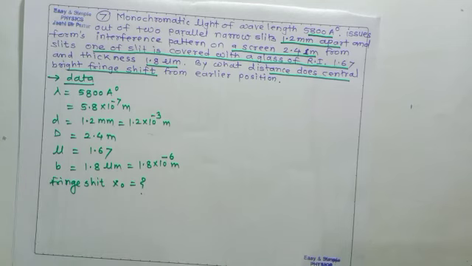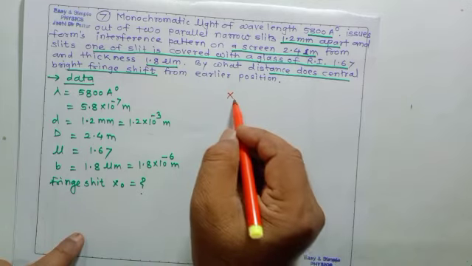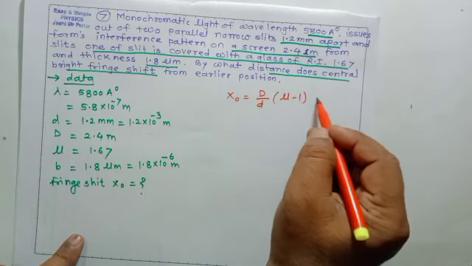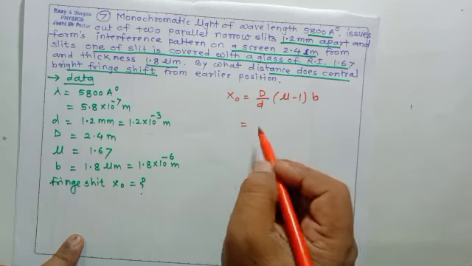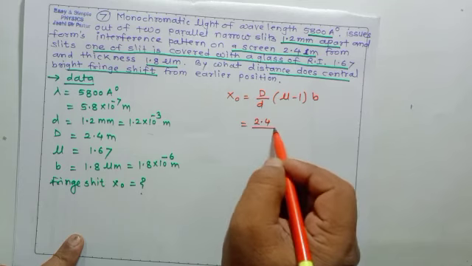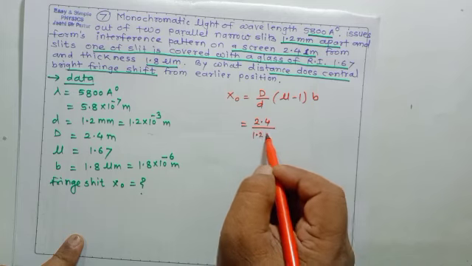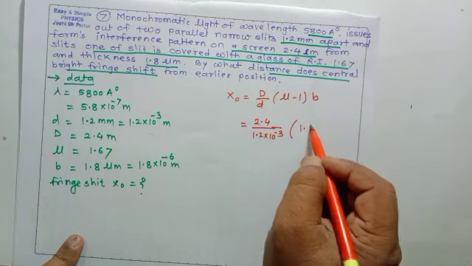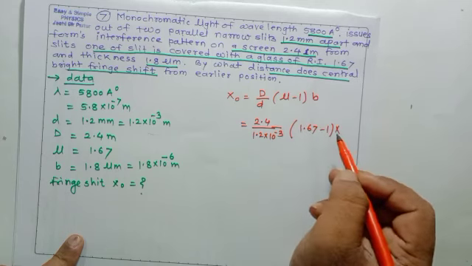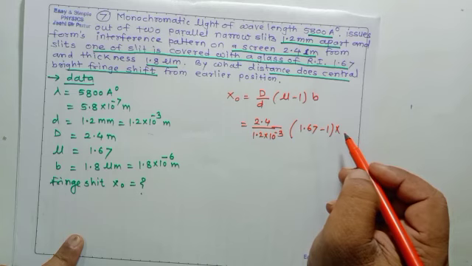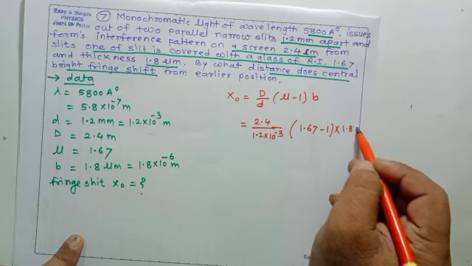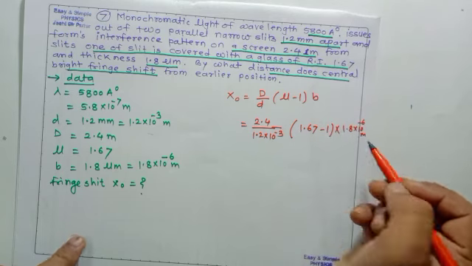Here we know that the fringe shift has the formula capital D upon small d in bracket mu minus 1 into B. If we substitute the values, 2.4 upon 1.2 × 10^-3, in bracket 1.67 minus 1, multiplied by 1.8 × 10^-6 meter.